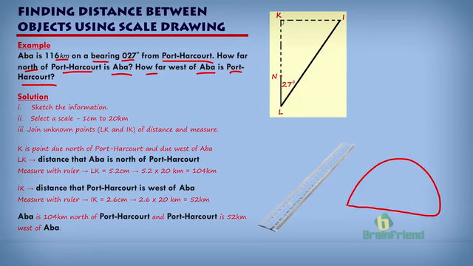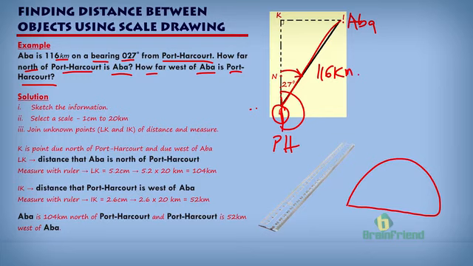Again, Aba is 116 kilometers on a bearing 027 degrees from Port Harcourt. So let L here be our Port Harcourt. Now we're told that Aba is 116 kilometers on a bearing 027. So you place your protractor flat there and you measure out 27 degrees. You get that point and draw a line. So if here is your Port Harcourt, you'll have Aba at that point. We're told that that distance is what? 116 kilometers. So that's what we know for now.